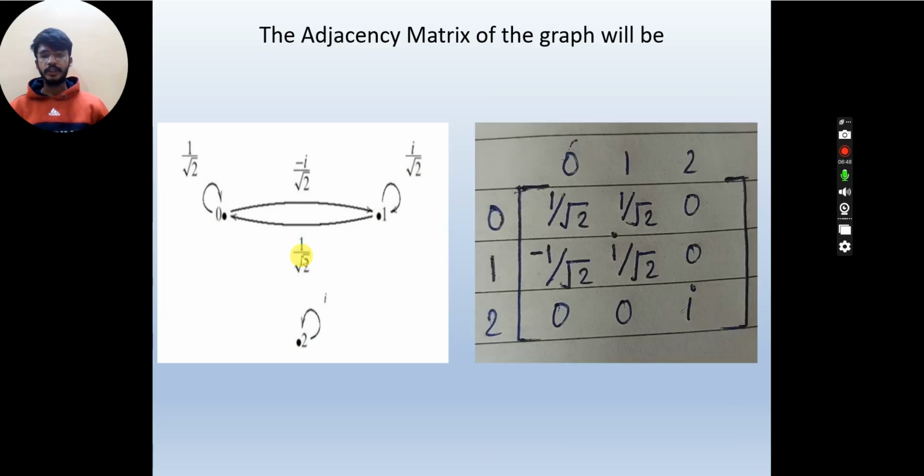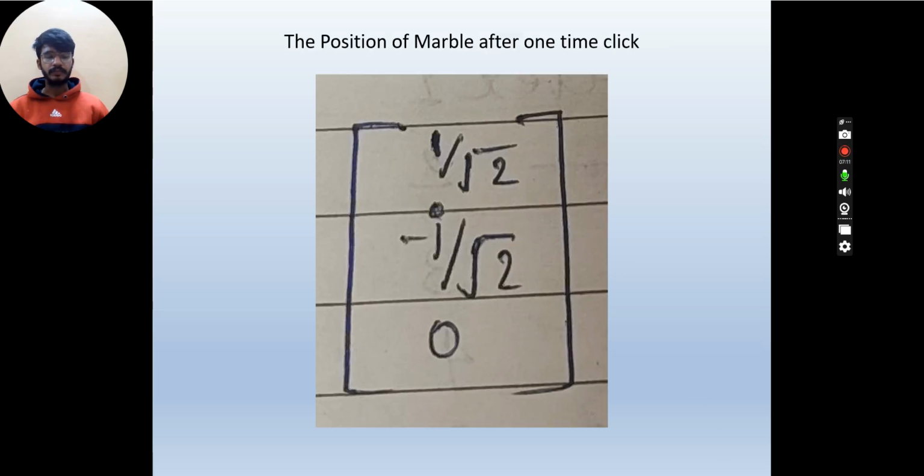Adjacency matrix. So here there are 3 vertices, so we need to create a 3 by 3 matrix. So we need to see the transition from 0 to 0. There is a 1 by root 2 weight. So here we write 1 by root 2. From 0 to 1 there is a minus iota by root 2. So here we write minus iota by root 2. From 0 to 2 there is no weight line. So here we write 0, and so on.